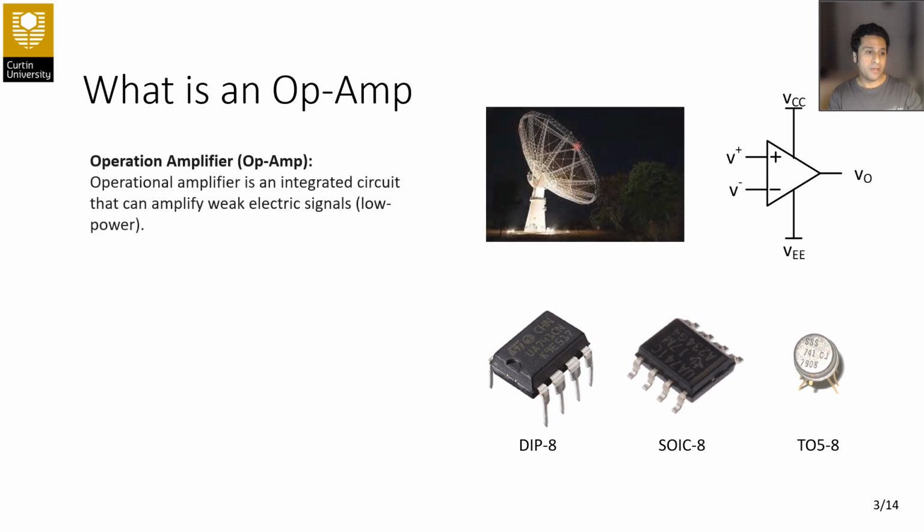What is op-amp? Op-amps are in general like an integrated circuit that can amplify low power electric signals. So it somehow resembles a radio astronomy telescope that takes a really faint signal from a faraway star, amplifies that signal and gives you a lot of meaningful information from it. That probably can be considered as a really good example for what op-amp really does, but maybe on different types of signals, electronic signals.